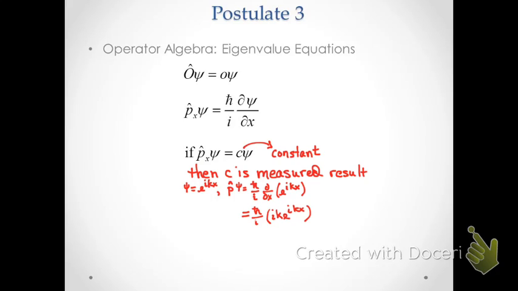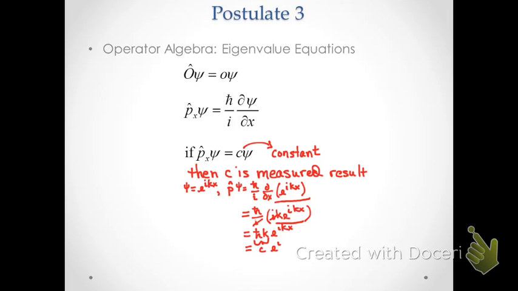When we do that, we note that we're taking the derivative of e to the ikx. And if you go back and look at the derivatives, you'll find that the derivative of e to the ikx is ik times e to the ikx. Alright? Which we can multiply out. We can see that the i's cancel out very nicely because we don't want to have an imaginary result, and we get h bar times k times e to the ikx.